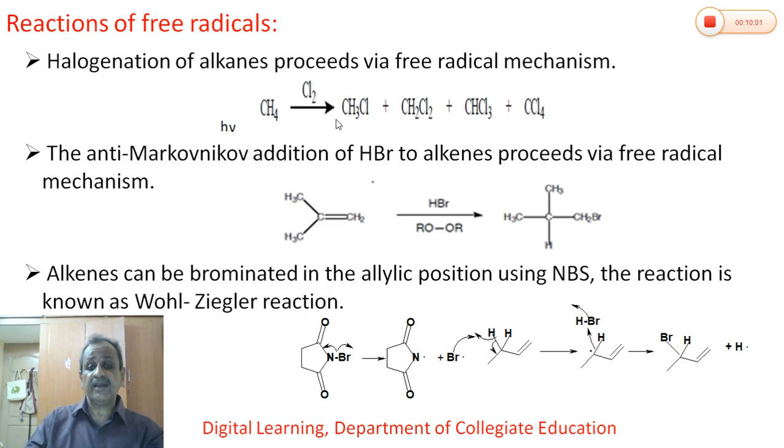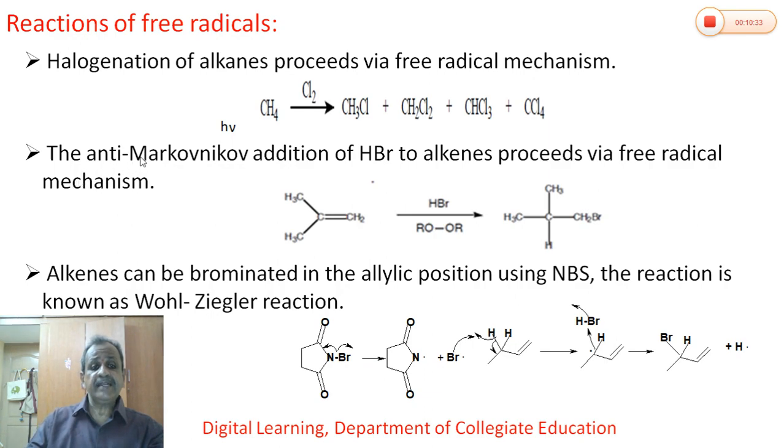So we get a mixture of CH3Cl, CH2Cl2, CHCl3, CCl4. This follows free radical reaction because it is a photochemical reaction. So halogenation of all alkanes proceeds via free radical reaction. Here we have taken methane as an example. We can take ethane, propane, any compound; halogenation proceeds via free radical reaction.